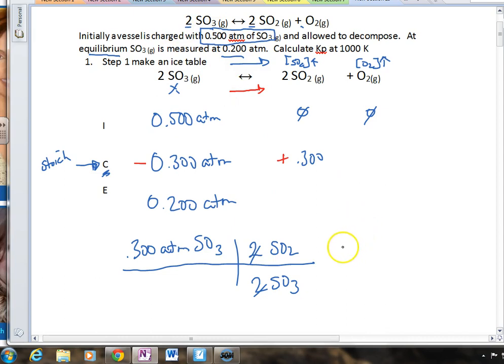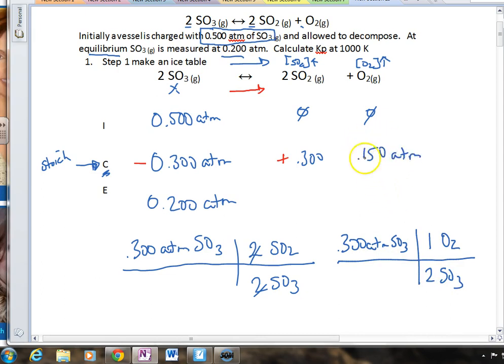Now what we're going to do is take that same starting value, 0.300 atm of SO3, and calculate the amount of oxygen made. So we have 1 mole of O2 from the balanced equation, and we have 2 moles of SO3, and you can see that that's basically half the value. So we're going to have 0.150 atm there. Again, this is also going to be gained because the reaction is shifting to the right. Now we just need to add up our values here. So we're going to have 0.300 atm as one of our products and 0.150 atm as the other product.